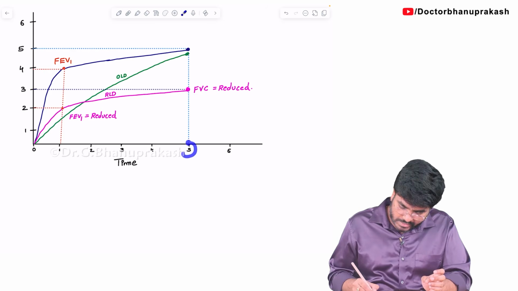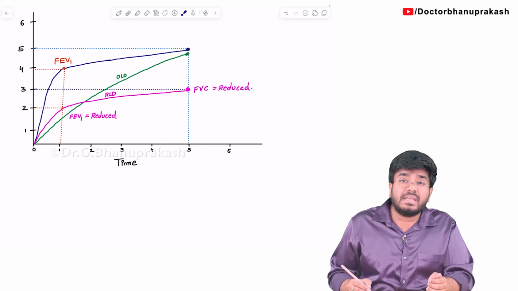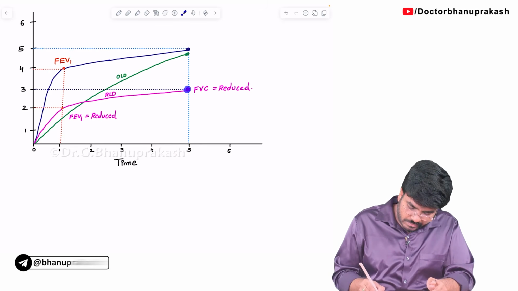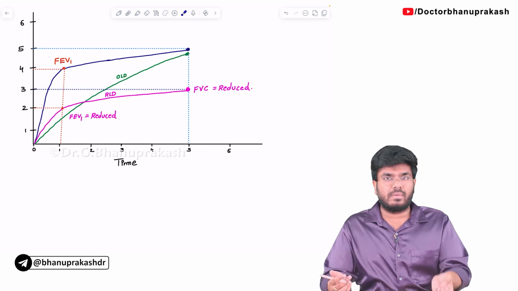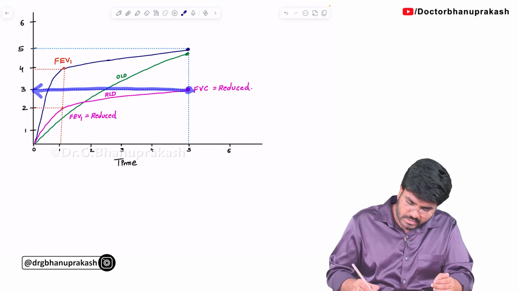Sir, he is also expiring for 5 seconds, okay? For 5 seconds he is doing the expiration. How much air has he taken out? Sir, he is taking out only 3 liters of air. Why 3 liters of air? Less goes in, less comes out. So, how much maximum air is he taking out of the lungs? Okay sir, 3 liters. So, FVC.